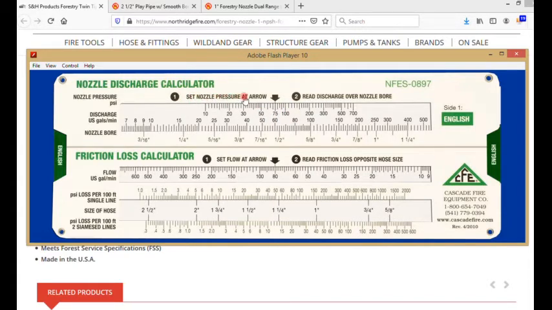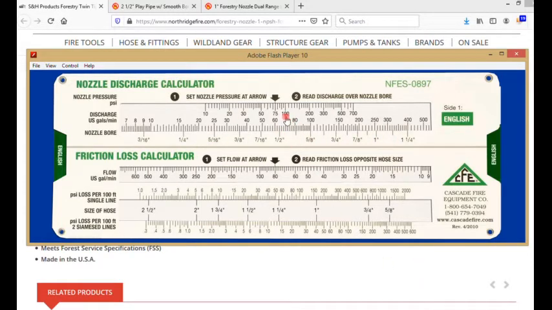So this is what you do with this. Set your nozzle pressure at the arrow, then read the discharge over the nozzle. So these numbers right here correspond to the nozzle pressure, and then the middle set of numbers corresponds to the gallons per minute that will be flowing, and then the bottom set of numbers refer to smooth bore internal diameters. That's what these numbers represent.